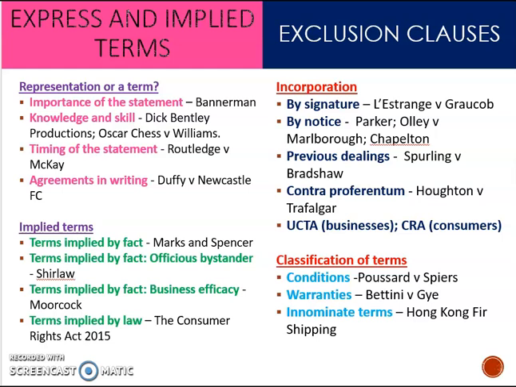So express terms are those specifically agreed by the parties, and they can include pre-contract statements that are treated as terms rather than mere representations. And implied terms are those which haven't actually been included in the contract, and the parties may not have considered them at all, but nonetheless, the law says they're part of your contract, regardless of whether you wanted them or thought about them at all.